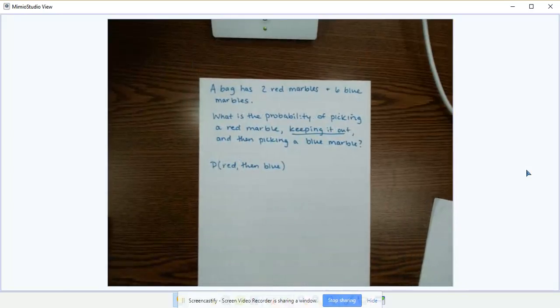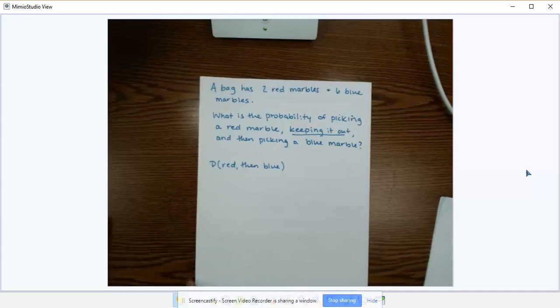Okay, here we have a bag that has 2 red marbles and 6 blue marbles, and we want to know what's the probability of picking a red marble, keeping it out, and then picking a blue marble. So find that probability, please.